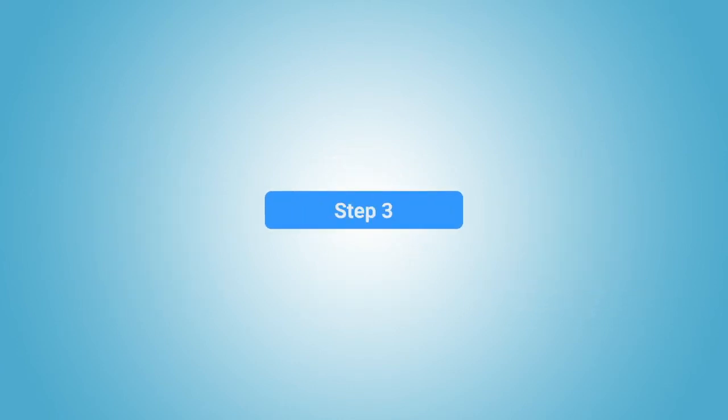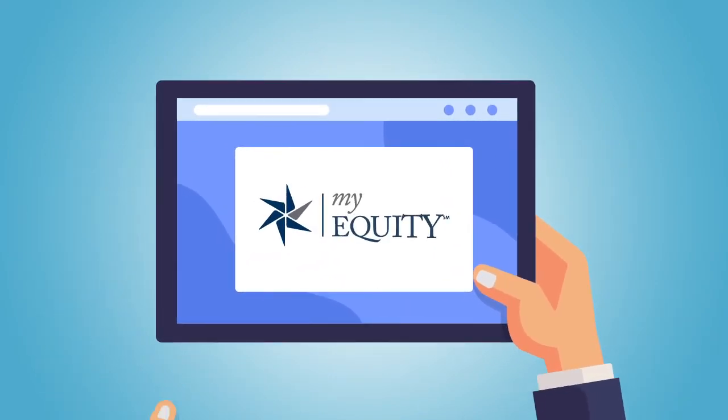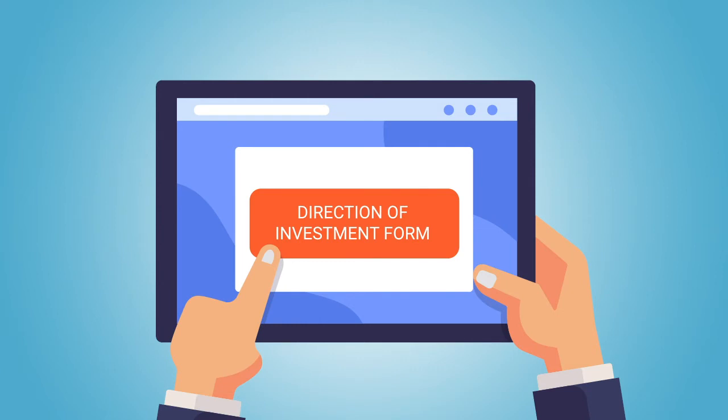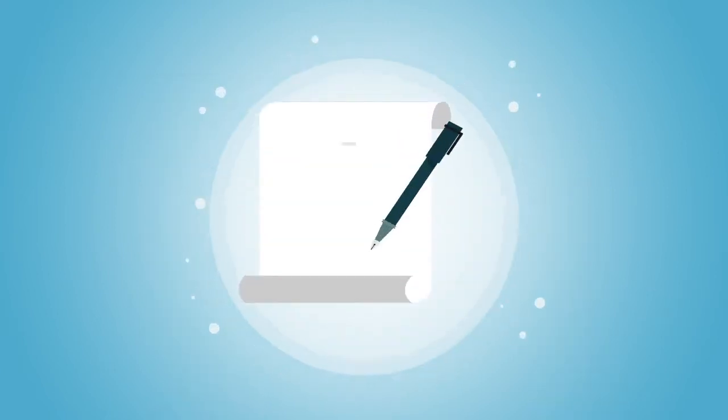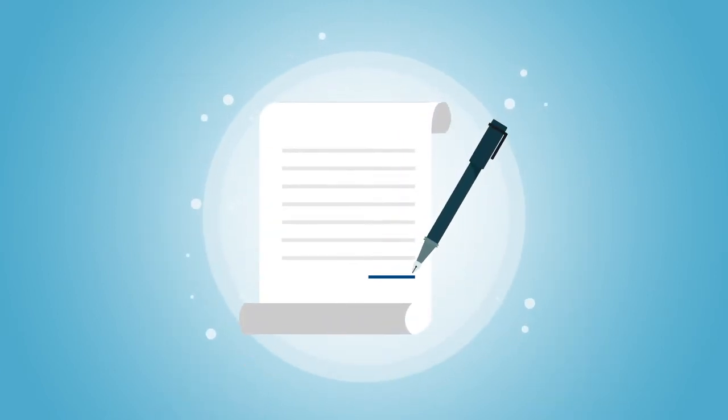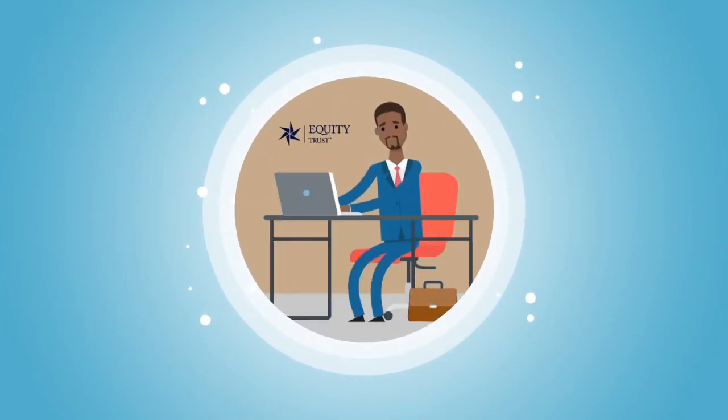Step 3. Request funds from your account and direct your investment. You can do this through myEQUITY, our online account management system. Sign the documentation and make sure the titling of the investment is correct. An Equity Trust private debt liaison will process the transaction and your account will own the investment.